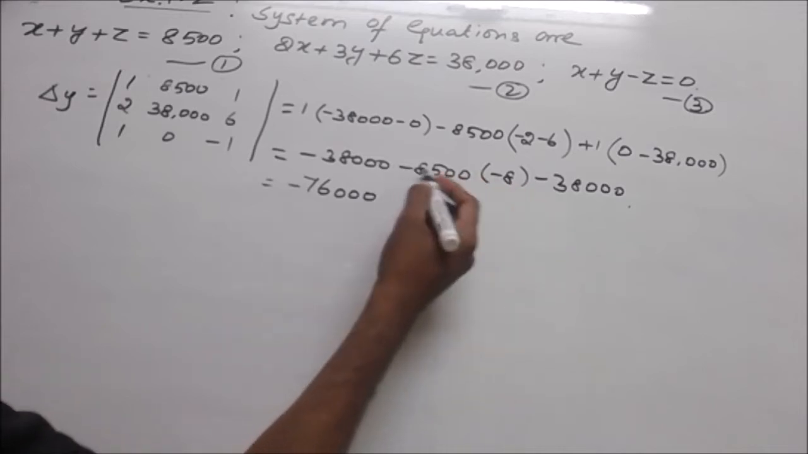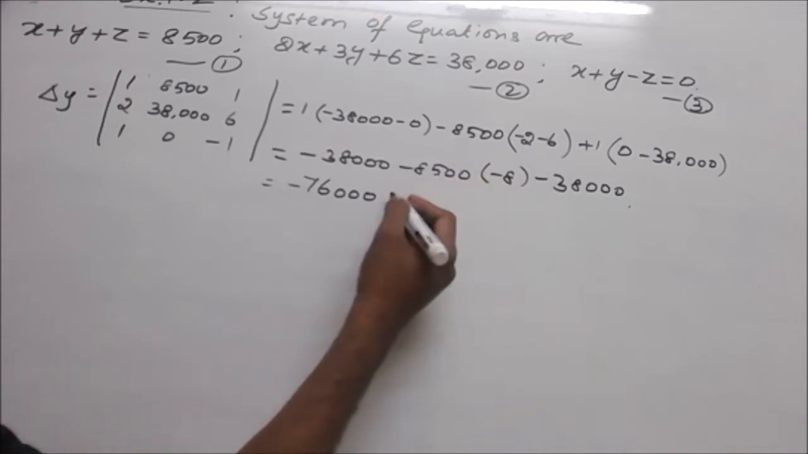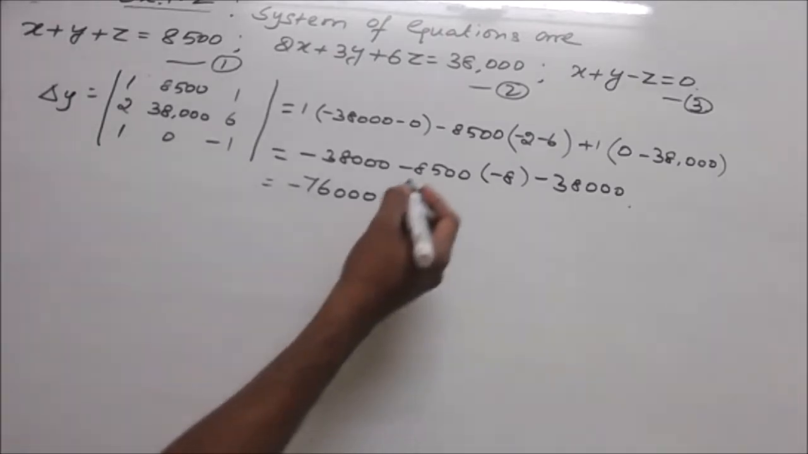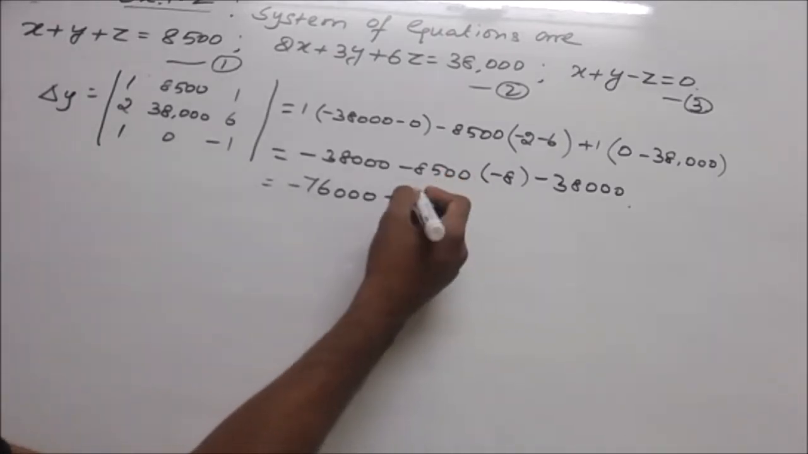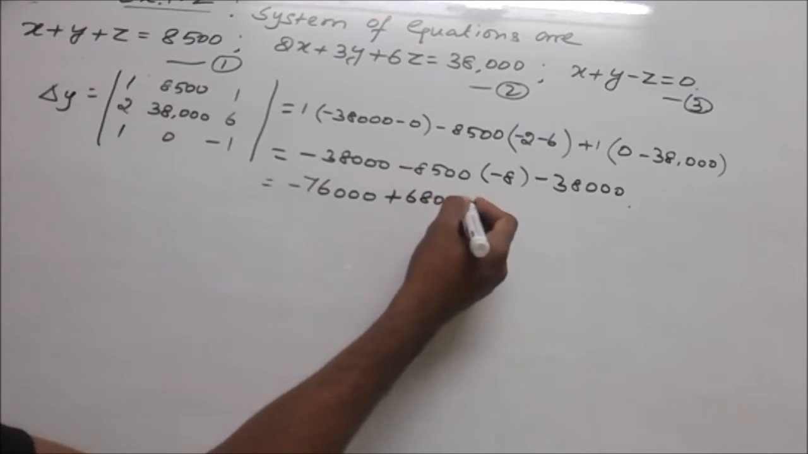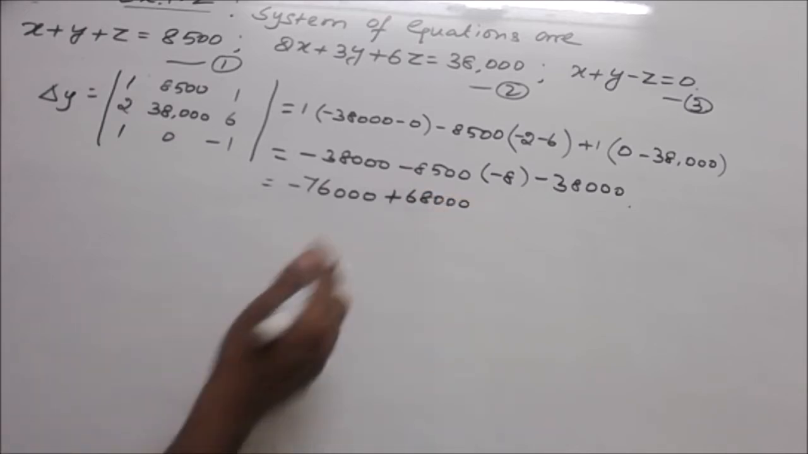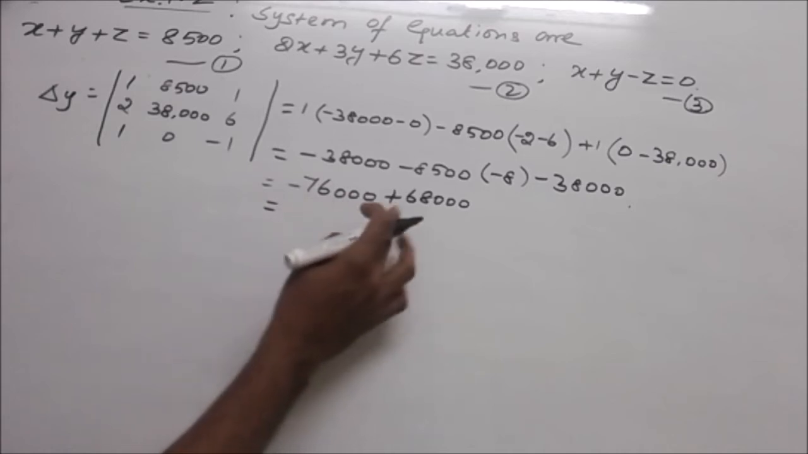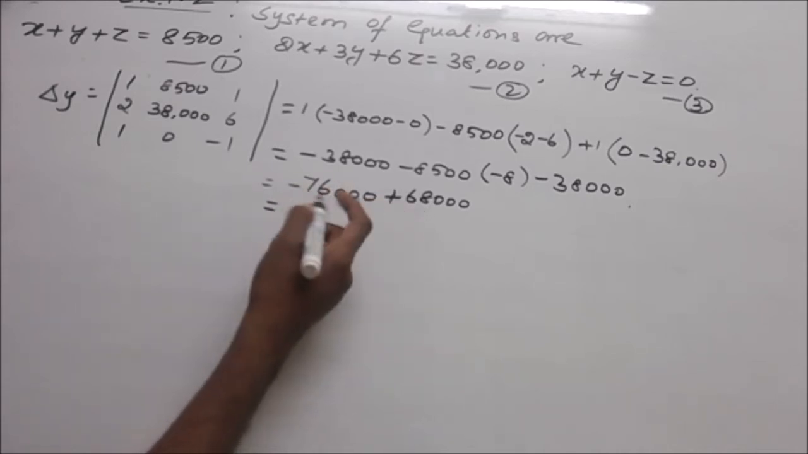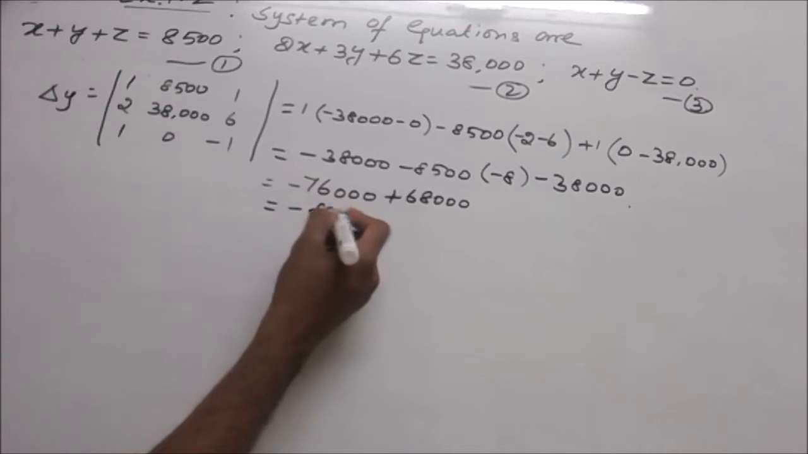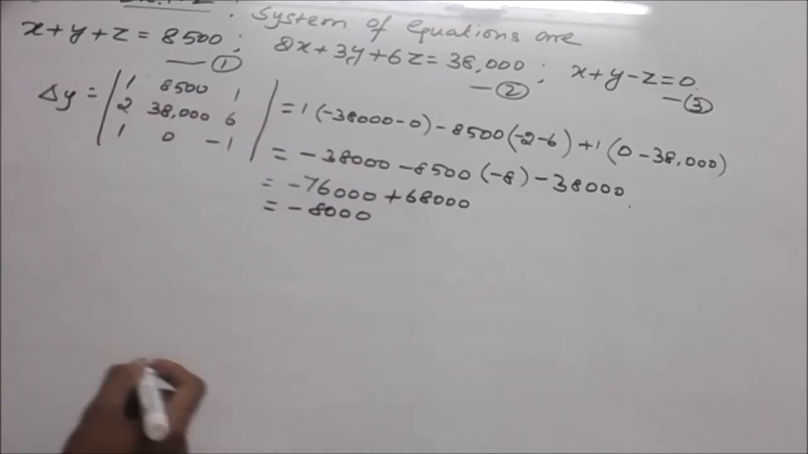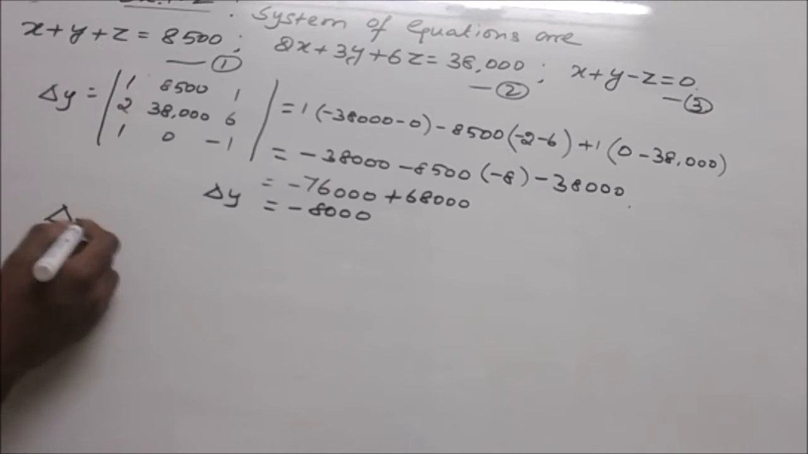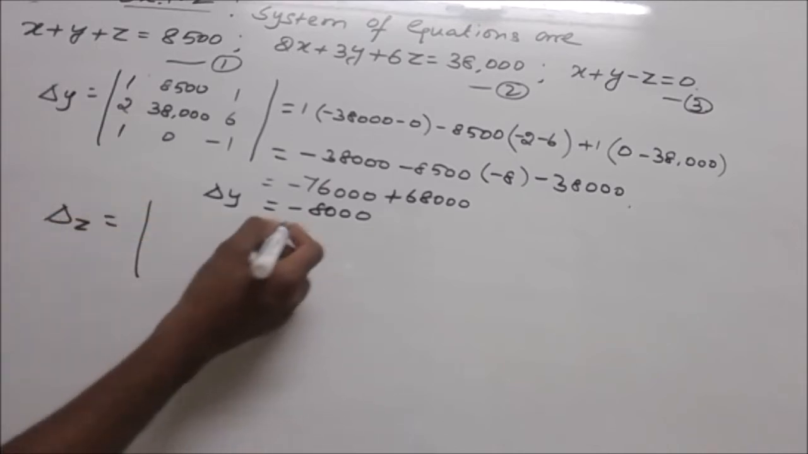These two are in negative. When multiplying, you get plus 8 into 8,500, that is 68,000, which is equal to minus 68,000 minus 8,000 in total. So delta y equal to minus 8,000, and we should find delta z again.